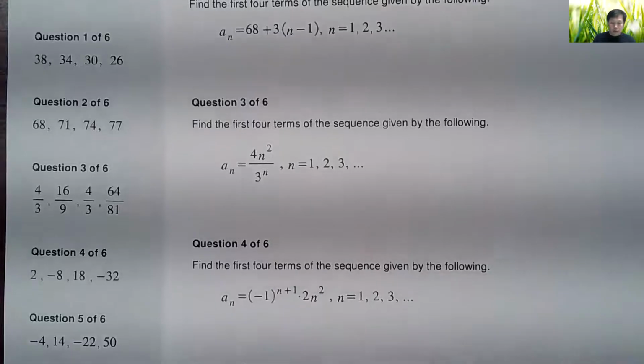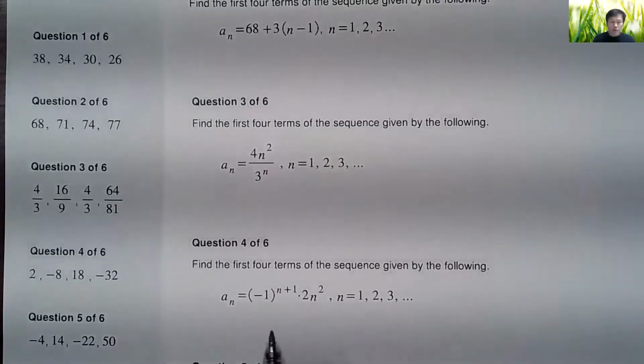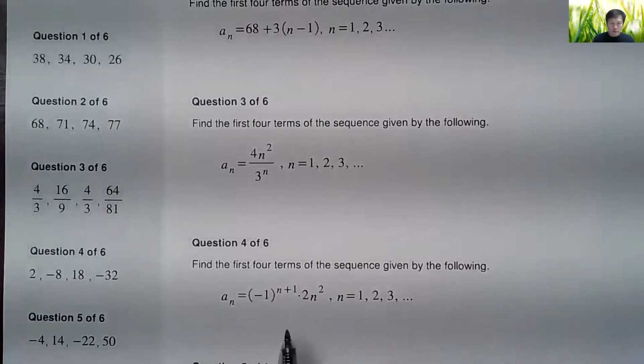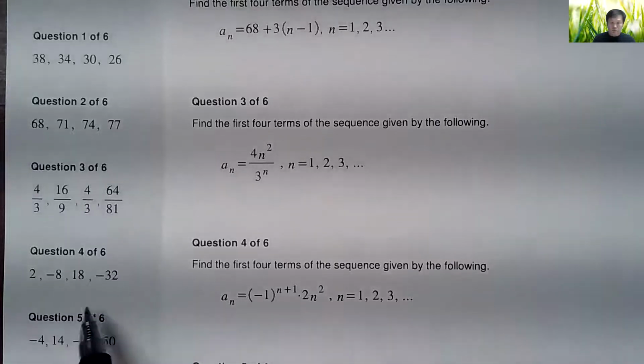And you should try this one too. Plug in n equal to 1, 2, 3, 4, and here are the answers.